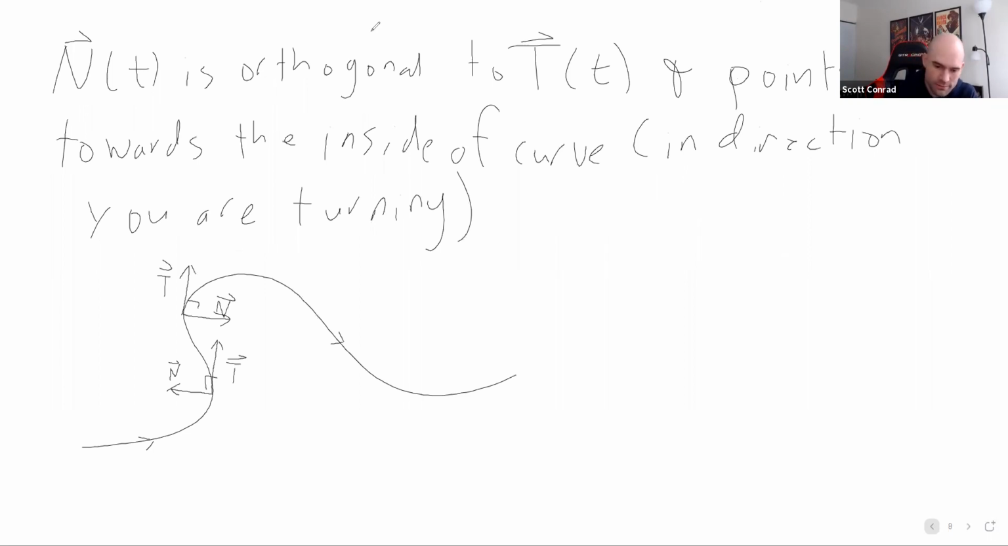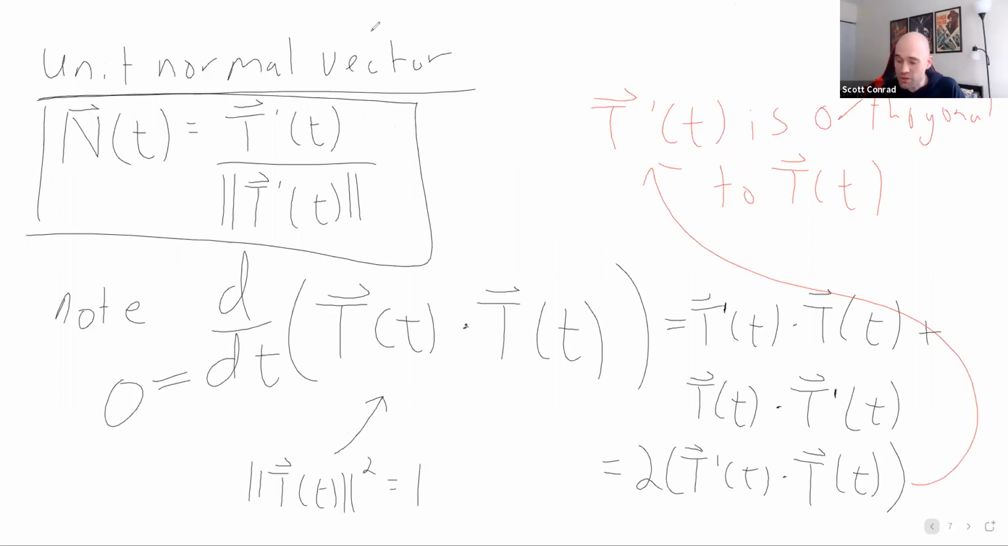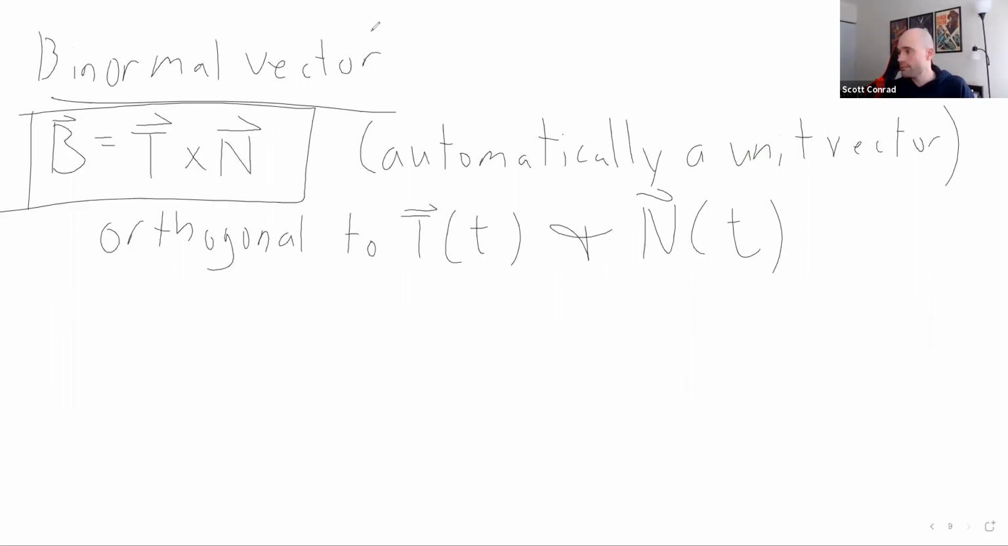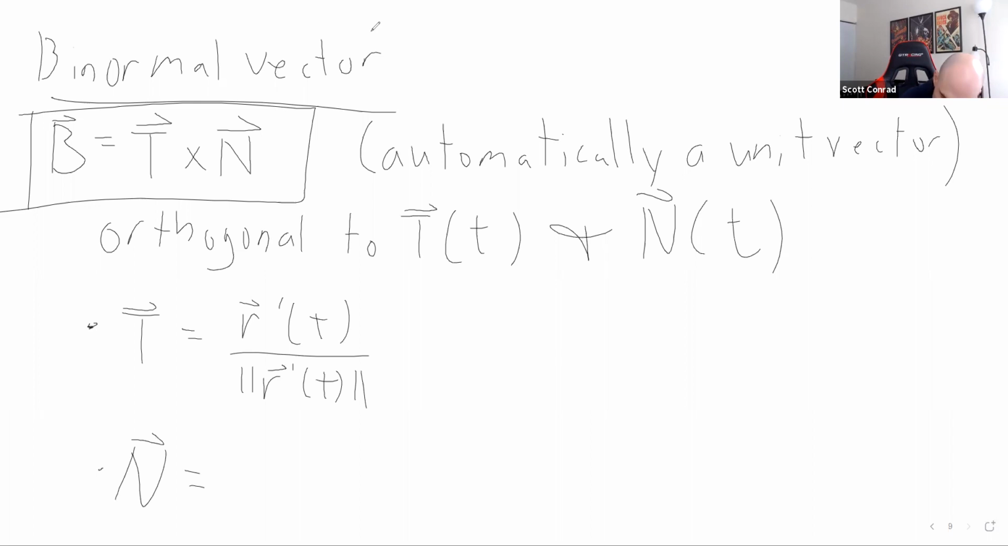So the unit normal vector, t prime divided by magnitude t prime, unit tangent, r prime divided by magnitude r prime, and the binormal is the cross product of the two. So just, unit tangent is r prime divided by magnitude r prime. Unit normal is t prime divided by magnitude t prime. And the binormal is t cross n.